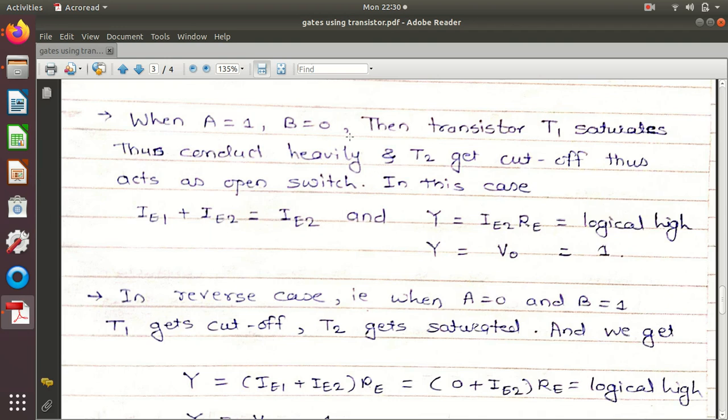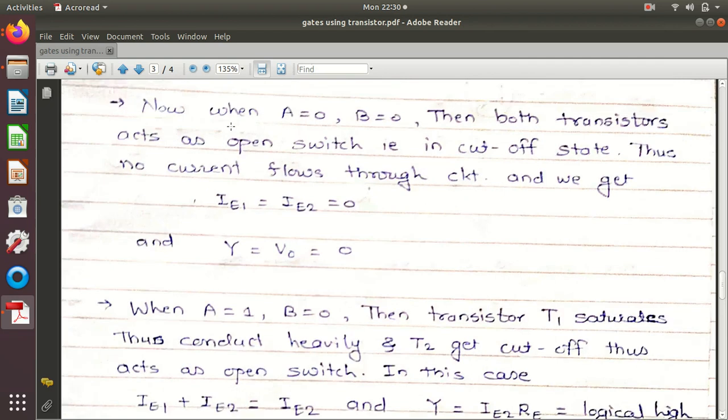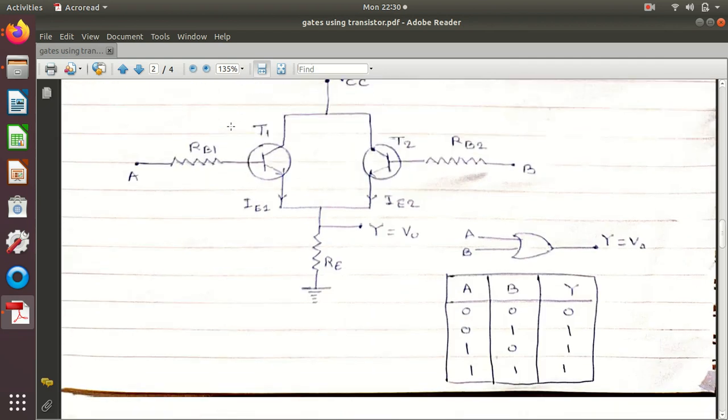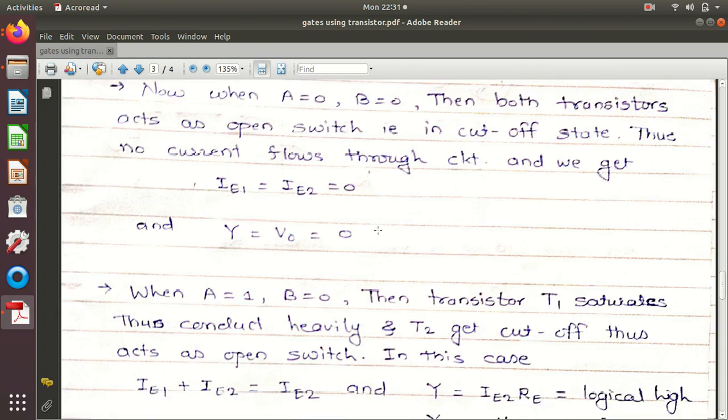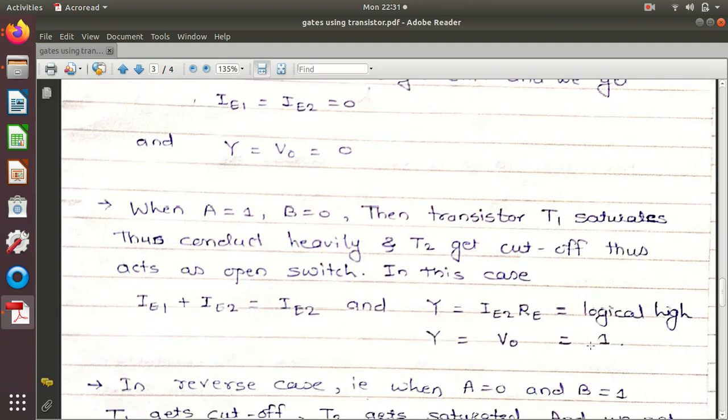In the reverse case, when B equals 1 and A equals 0, transistor T1 acts as an open switch, whereas T2 acts as a closed switch. So the value of IE1 will be 0, but IE2 is not equal to 0, and as a result we will get some output at the Y point. So in the reverse condition also, we will get Y equals 1.